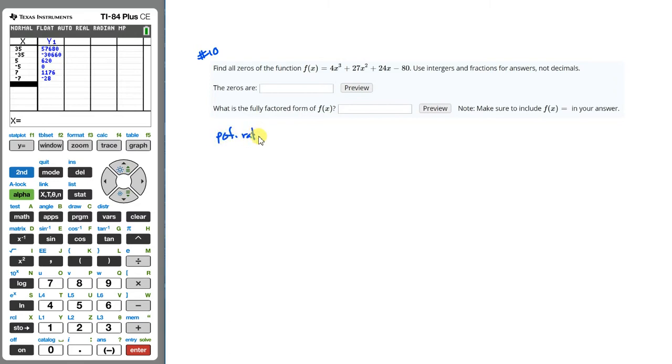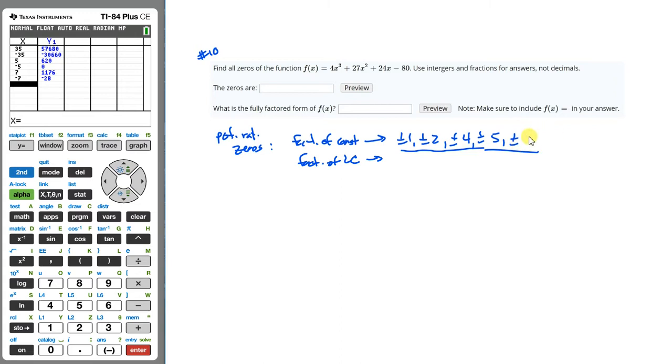My potential rational zeros are going to be factors of the constant term divided by factors of the leading coefficient. Factors of the constant term, that is negative 80, so that's going to be plus or minus 1, plus or minus 2, plus or minus 4. What else goes into 80? 5 goes in. Plus or minus 6 doesn't go in. 8 goes in, right? 10 goes in. 20 goes in. 40 goes in. 80 goes in.